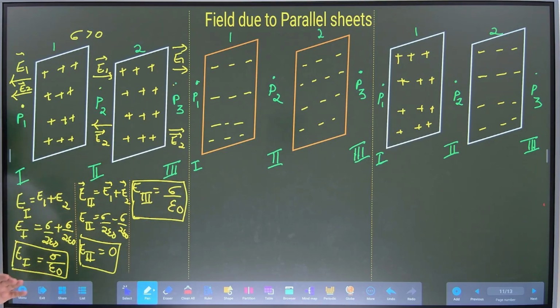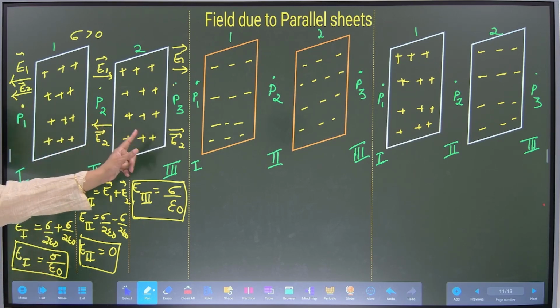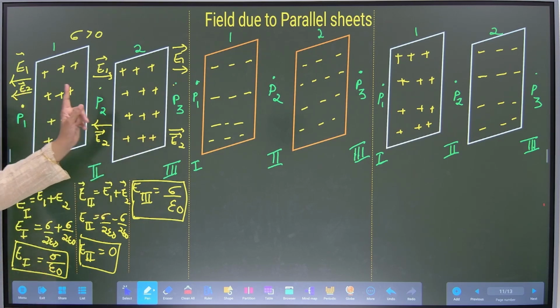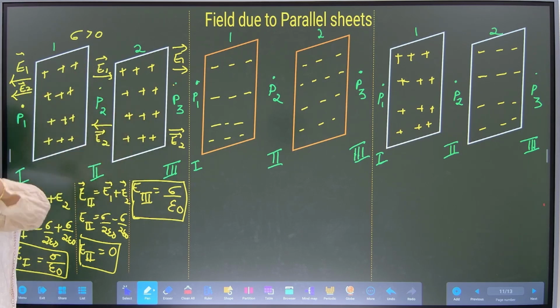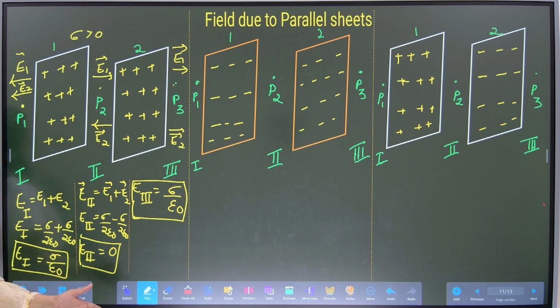So you can remember this as a learning also. There is no need of thinking. Just learn it from here that if two sheets are parallel and both the sheets have sigma greater than 0, charges are positive, then the electric field in the central region is 0. On both the sides the electric field is sigma upon epsilon naught.